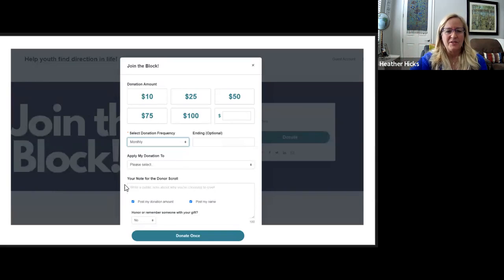And then they did get rid of this note to a donor because that became a question that caused abandonment. Wait a minute, is this going to go on public? Is this going to go on Facebook? Is it going to go where? How is this going to be public? And so people did abandon because it said your note to the donor scroll. And they're like, oh, where is that? That felt a little bit of a breach of privacy. So they got rid of that. And they do have a way to honor somebody there, which is kind of a cool option as well.